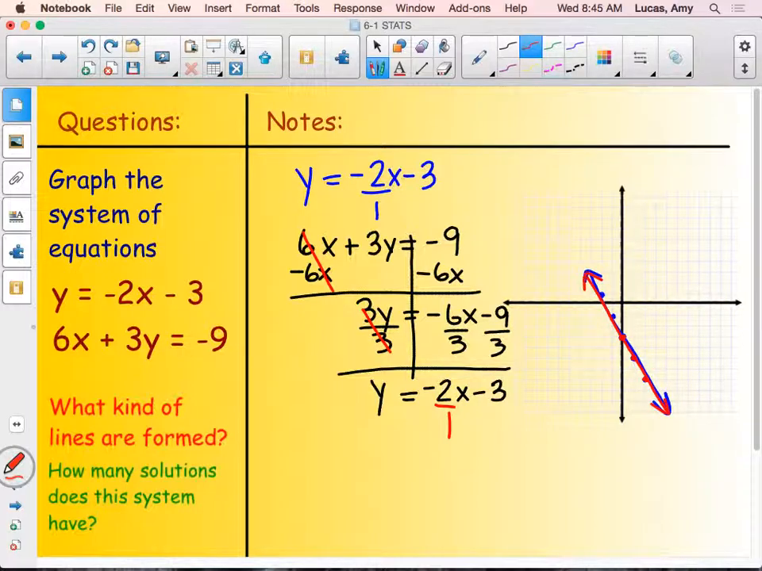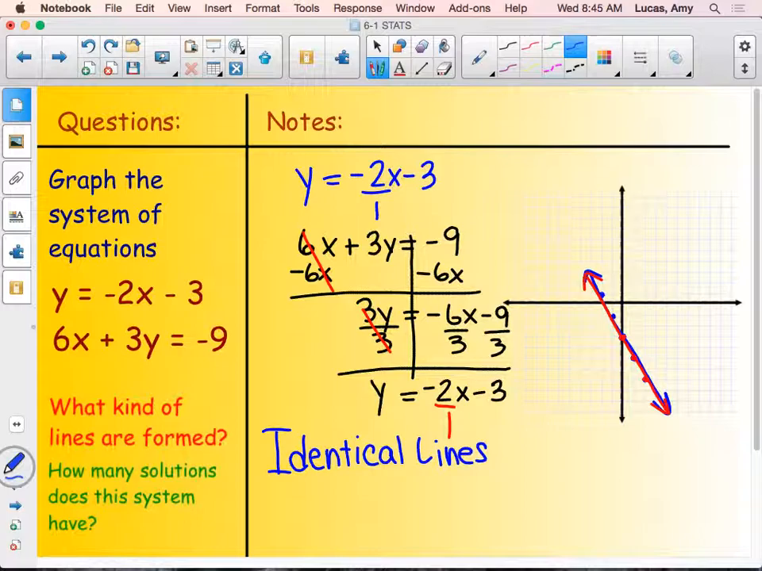So these lines, when they're exactly the same, are called identical. They did not look identical at the beginning because one of them was written in slope-intercept form and the other was written in standard form. So they didn't look the same. But once you solve to put it in slope-intercept form, you see that they are.